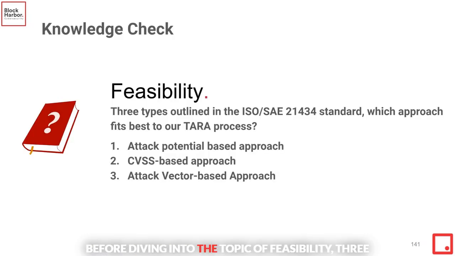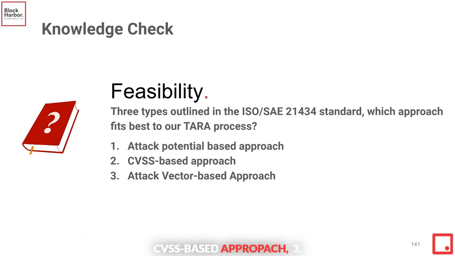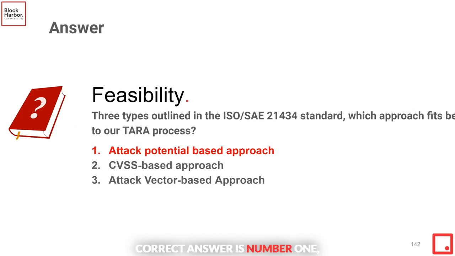Before diving into the topic of visibility, of the 3 types outlined in the ISO/SAE 21434 standard, which approach fits best to our TARA process? Number 1, attack potential based approach. 2, CVSS based approach. 3, attack vector based approach. As always, you can pause this video and take some time to note down the correct answer. For now, let's move on to the next slide and check the correct answer. The correct answer is number 1, attack potential based approach.